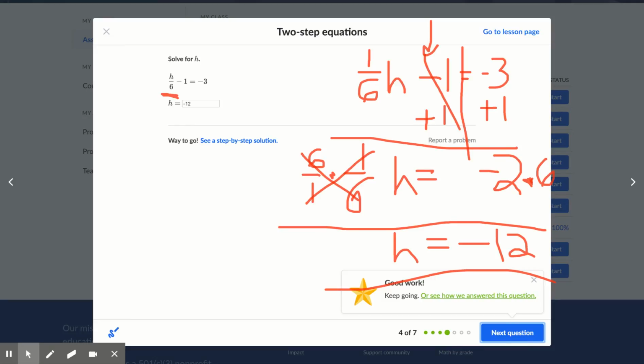This one will take some time. You must show your work on a separate piece of paper if you want to be able to do this successfully the first time around. But just remember, and I'm going to have notes on this as well, to refresh you guys on this. Always move the constant first. Always move the number that's not attached to the variable. That needs to get moved first through addition or subtraction, and then divide your coefficient.